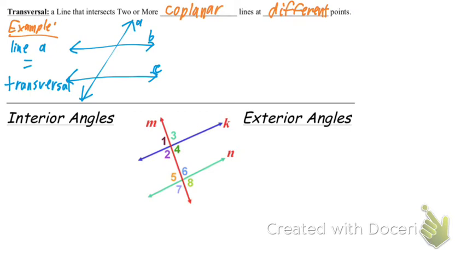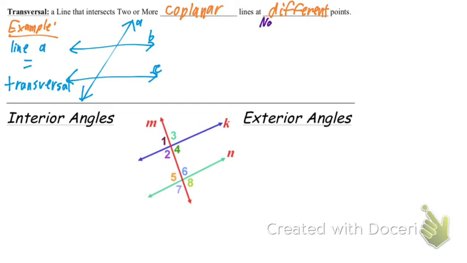So if we notice here, line A intersects line B up here, but it intersects line C down here. So it intersects them at different points. So it has to intersect the lines at different points. Let's look at this non-example. I think that might clear it up.